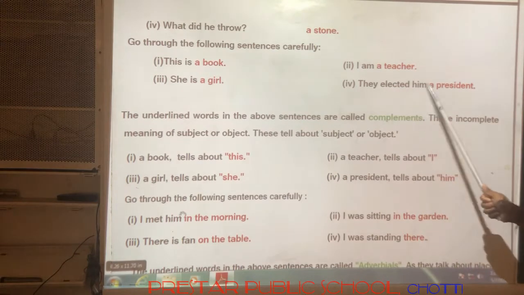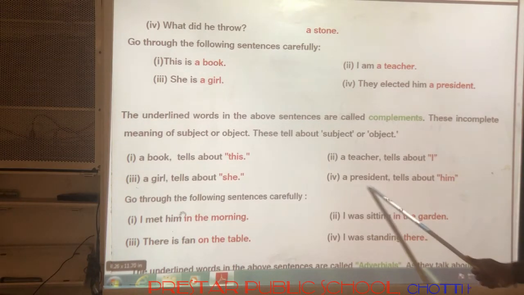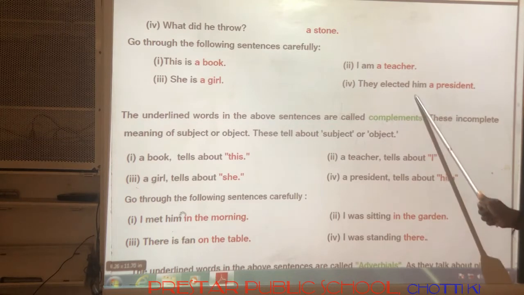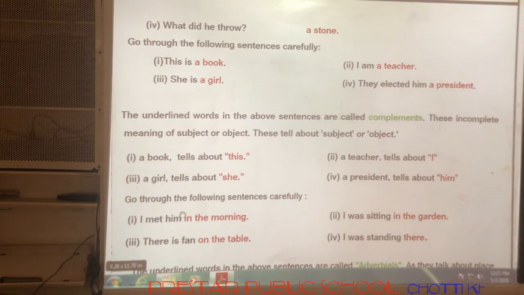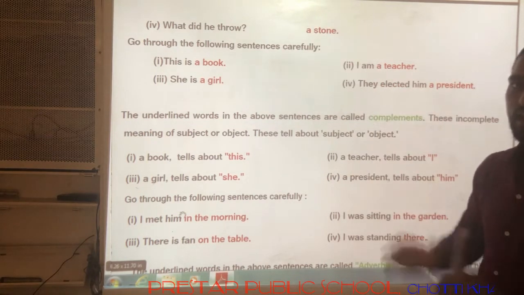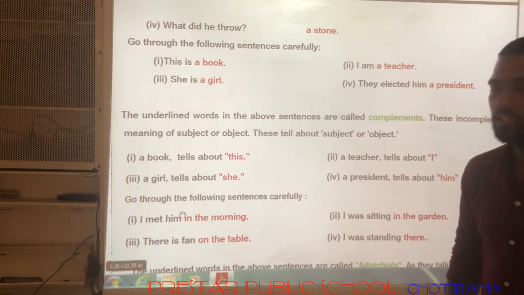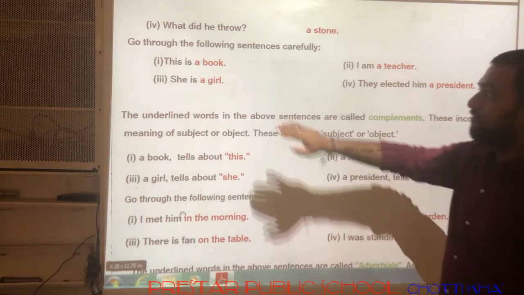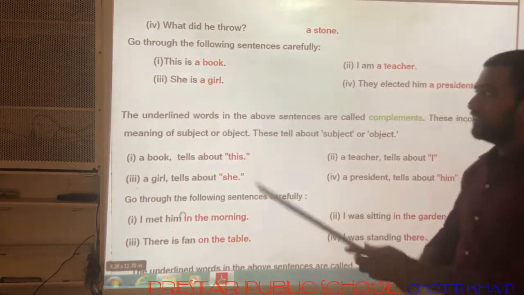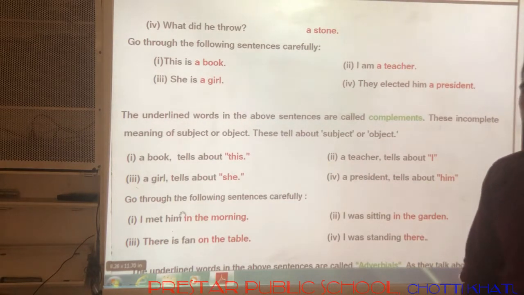Next, they elected him a president. "A president" tells about "him". Who is the president? He is the president. Okay. So the words which tell about the subjects or objects in a sentence, and one more thing, if we remove this word, there will be an incomplete meaning, then these types of words are called complements.